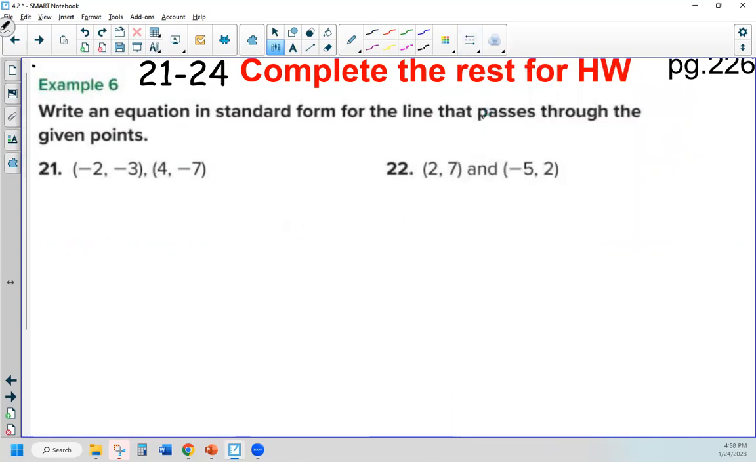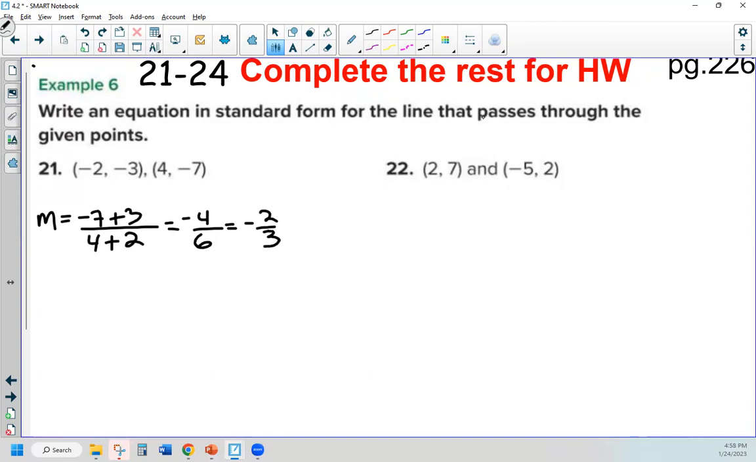The first thing we want to do right now is find slope. So slope is, I'm going to say that negative 7 is my y2. So negative 7 minus negative 3, so plus 3, divided by 4 minus negative 2, so 4 plus 2. Negative 7 plus 3 gives me negative 4 over 4 plus 2, which is 6. The only thing I can do here is reduce this to negative 2 over 3.